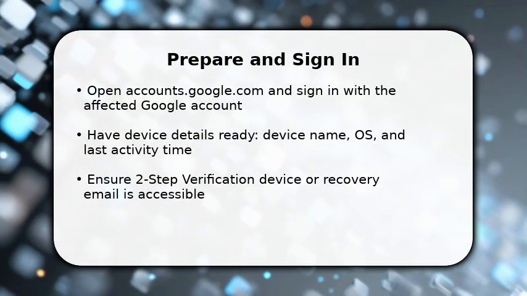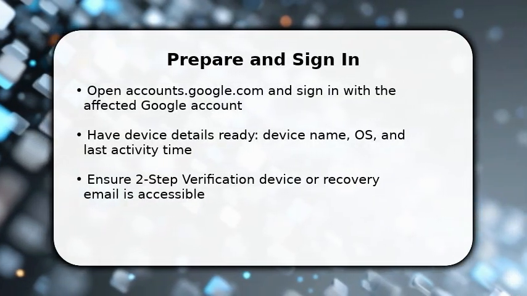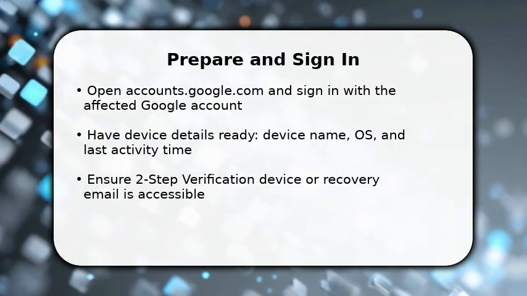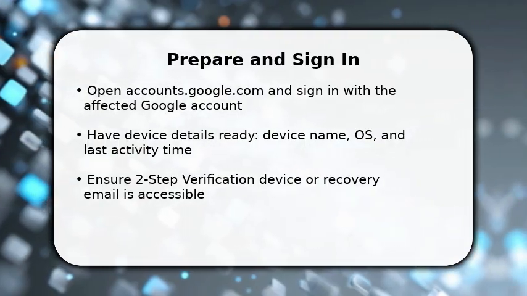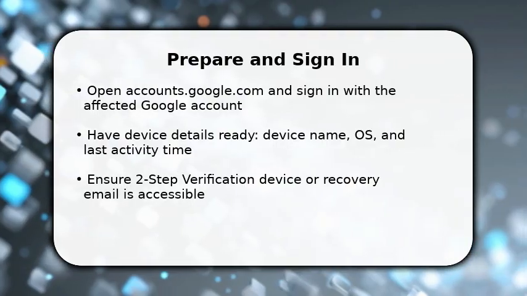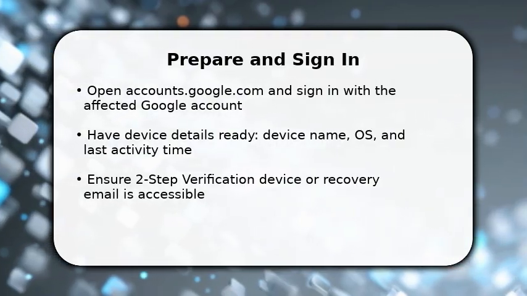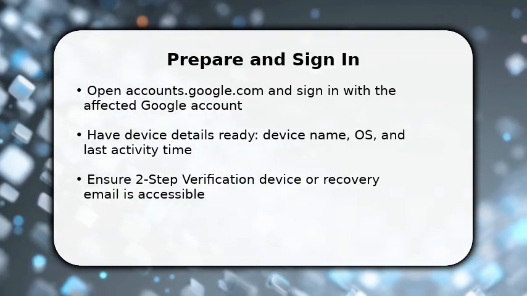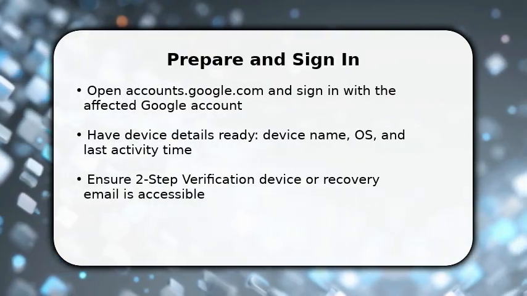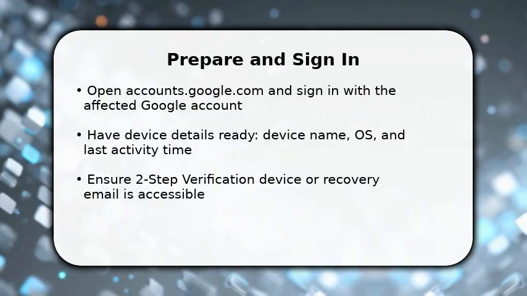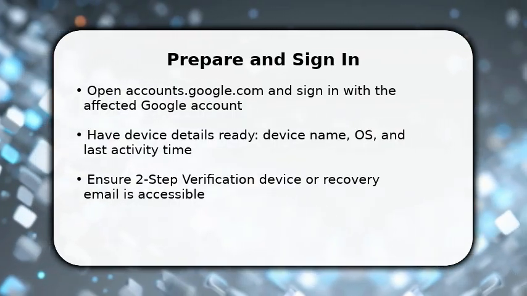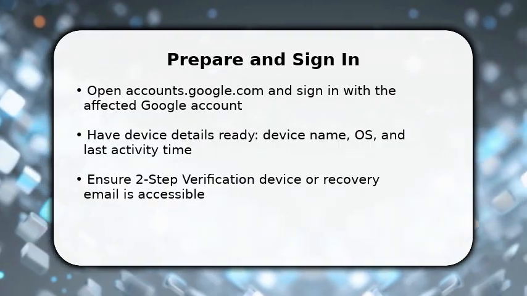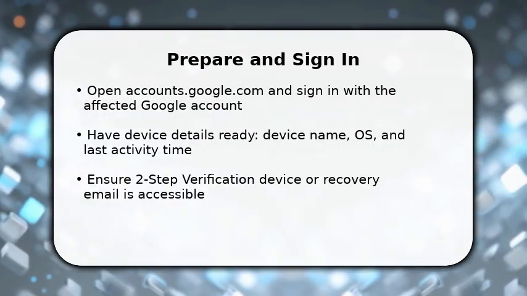You start by signing into your Google account. This gives you control. Once signed in, go directly to Security Settings to find Alerts and Devices. Make sure you have the device name and last activity time handy because you'll need them to identify which alert to disable. If you use two-step verification, have that second device or recovery email ready to confirm changes. Doing this avoids lockouts and speeds the process, so you can safely change alert settings.